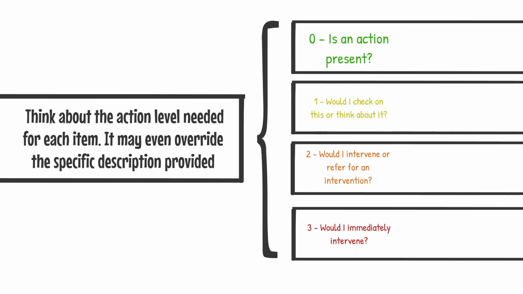For example, if you have a rating of a 0, you would probably ask yourself whether or not an action is present. For a 1, you may ask, would I check on this or think about it? For a 2, you may ask, would I intervene or refer for an intervention? Or for a 3, you may ask, would I immediately intervene?